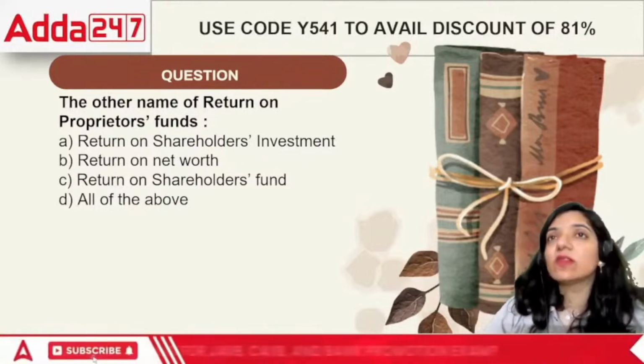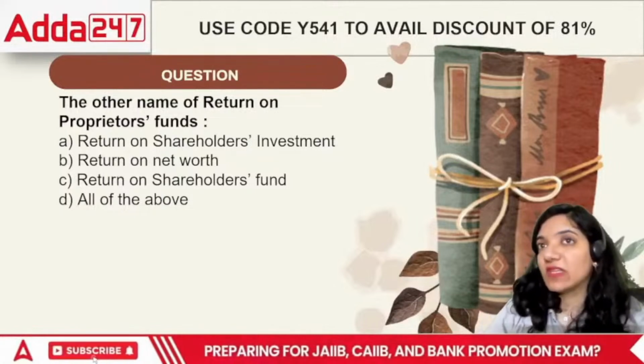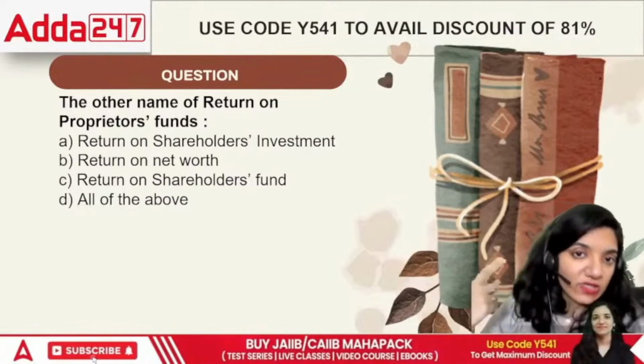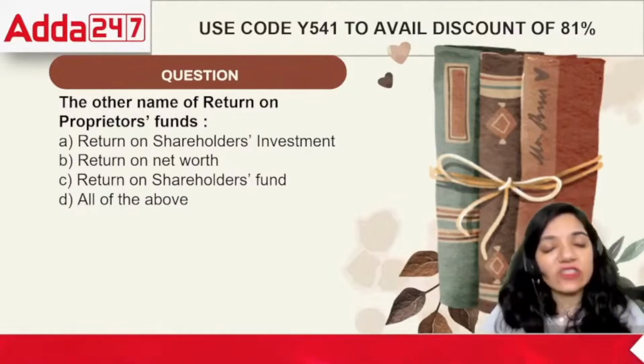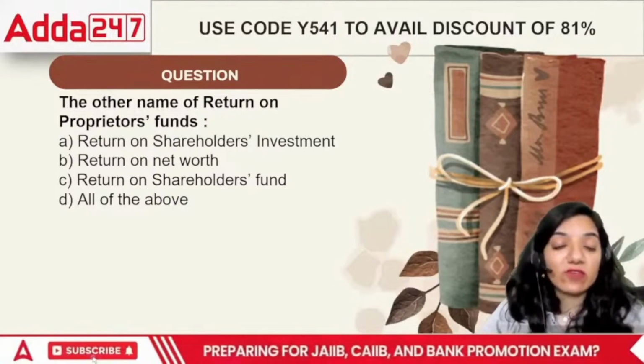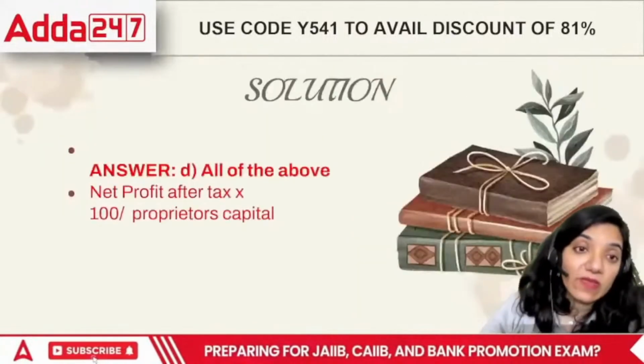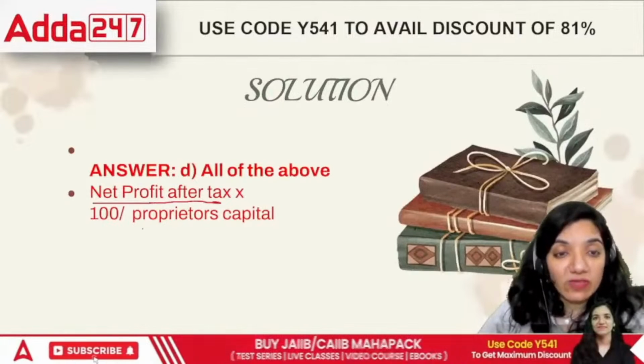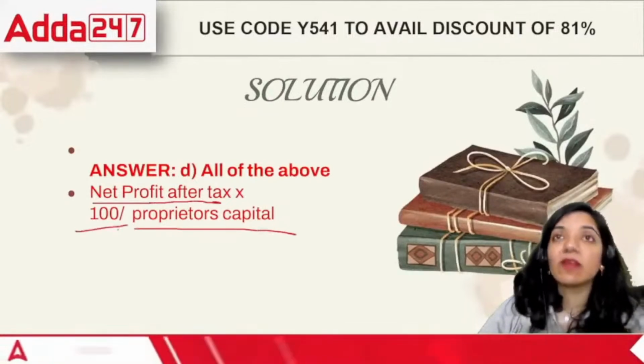Then in terms of net worth, how can we specify? Net worth can be something that is the total amount which is invested by the owners of the organization. Again, shareholders, return on shareholders funds is also the same. So all these three refer to return on investments. Then what is the formula? That is net profit after tax divided by proprietor's capital multiplied by 100.